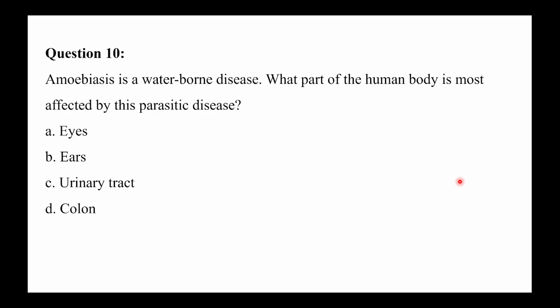Moving to the next question. Amoebiasis is a waterborne disease. Which part of human body is most affected by this parasitic disease? Amoebiasis is a waterborne disease. What part of human body is most affected by this parasitic disease? Options are option A eyes, option B ears, option C urinary tract, and option D colon.